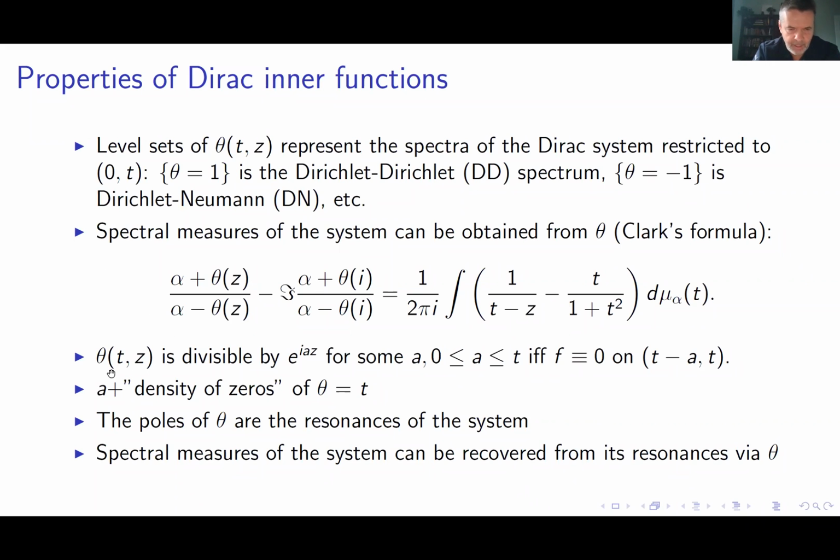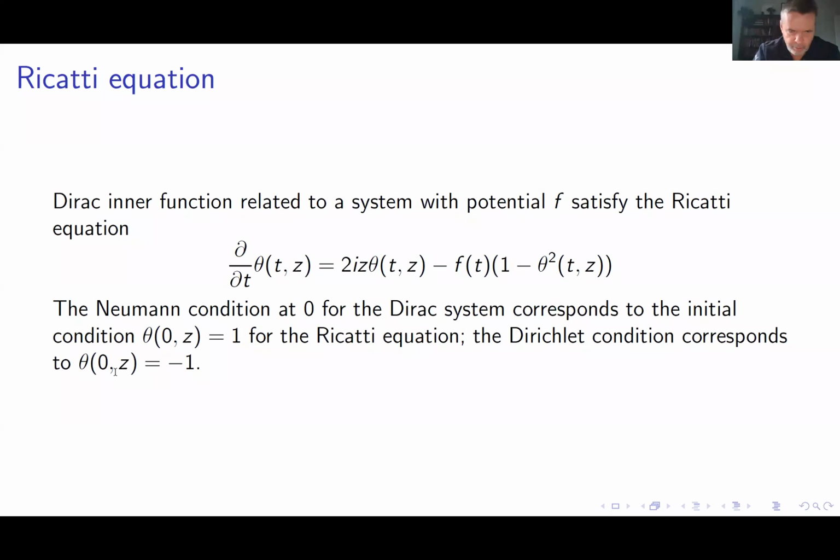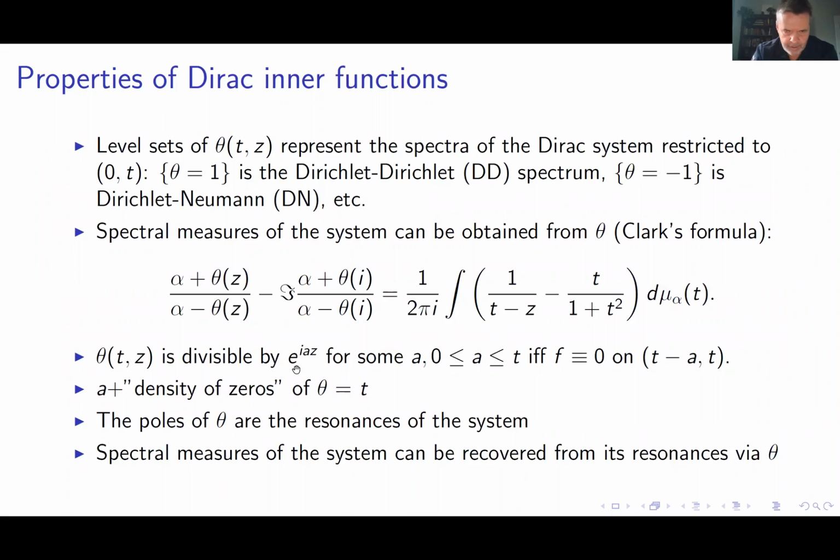Some additional properties. Our meromorphic inner function theta of tz has that singular factor, the exponential factor, if and only if the interval from 0 to t was ending with the interval on which the potential was 0. So if the potential is 0 from t minus a to t, then we will have this exponential with frequency a in the factorization of theta. And that's the only way you can obtain that exponential part in that factorization. So normally theta is going to be just a Blaschke product.